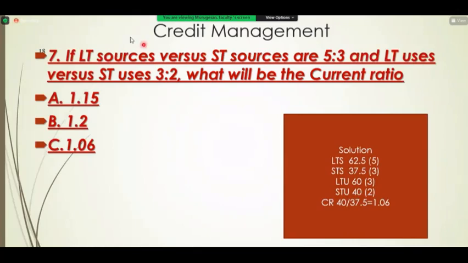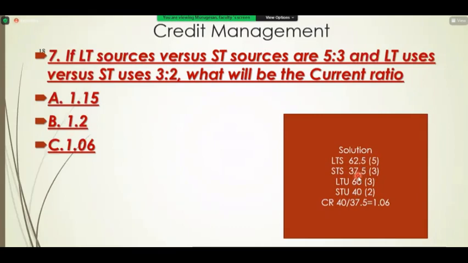Now you see, the long-term sources are nothing but capital plus long-term loan, versus ST sources, that is current liabilities, or 5:3. Then you have to find out the real figure. How will you find out? You imagine liabilities are 100. You imagine assets are 100. Assume, okay. So of 100, current liabilities will be 37.5. Other liabilities will be 62.5. And again, the ratio 5:3. 5 times, this is 3 times.